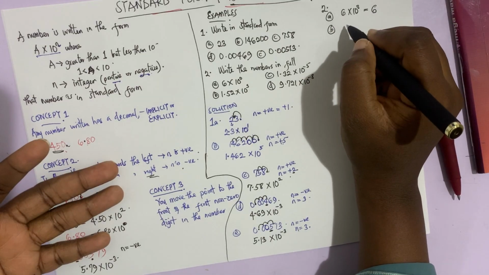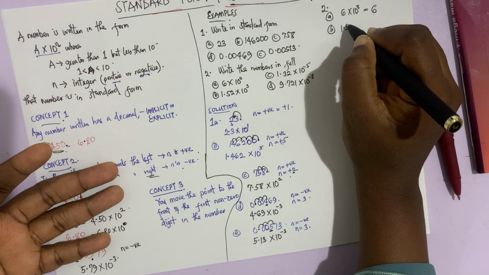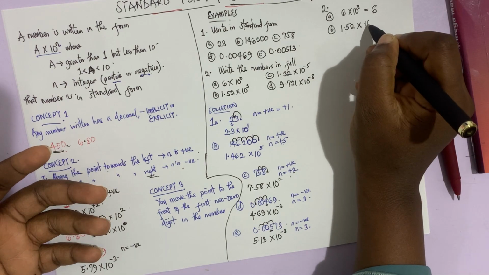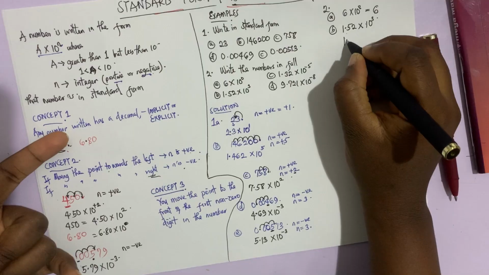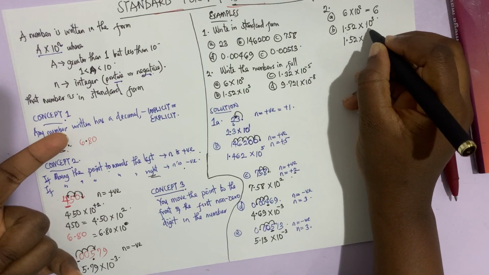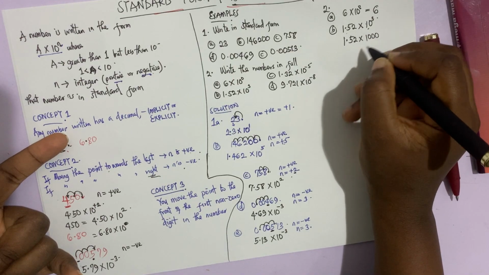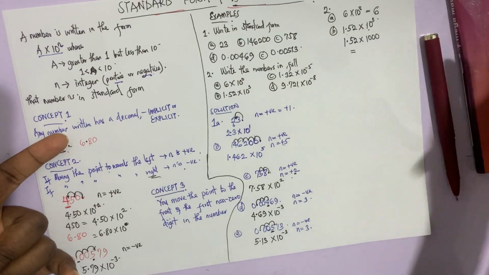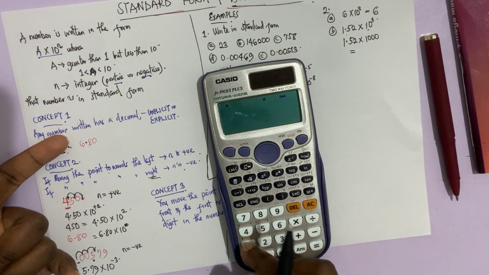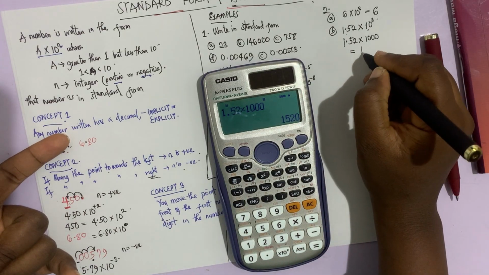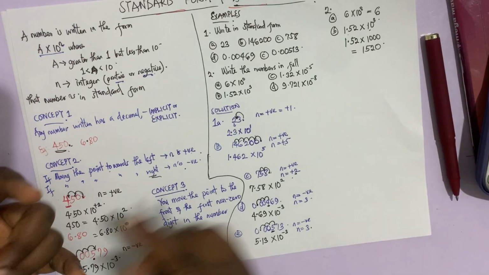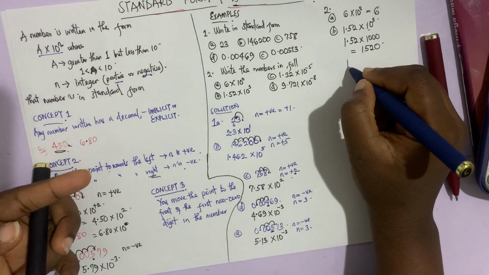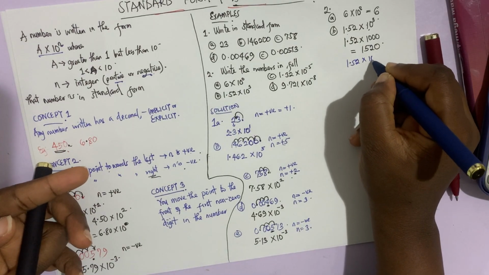So for question B, 1.52 times 10 raised to power 3. There are two ways to go about this. Either you say 10 raised to power 3 is 1000, right? And just use your calculator to do 1.52 times 1000, and that will give us 1520. That's method 1.